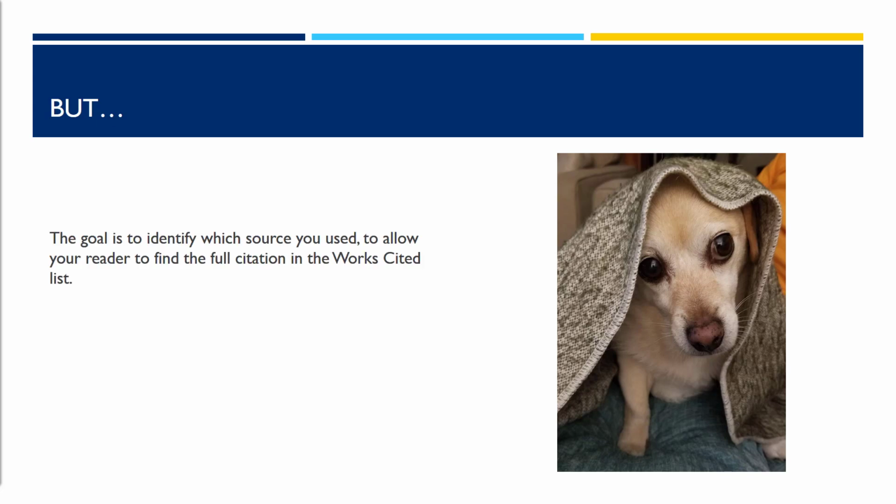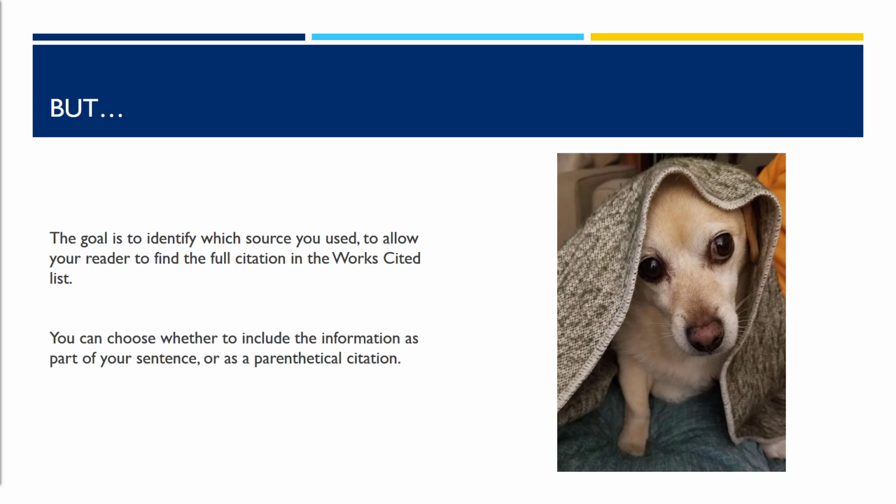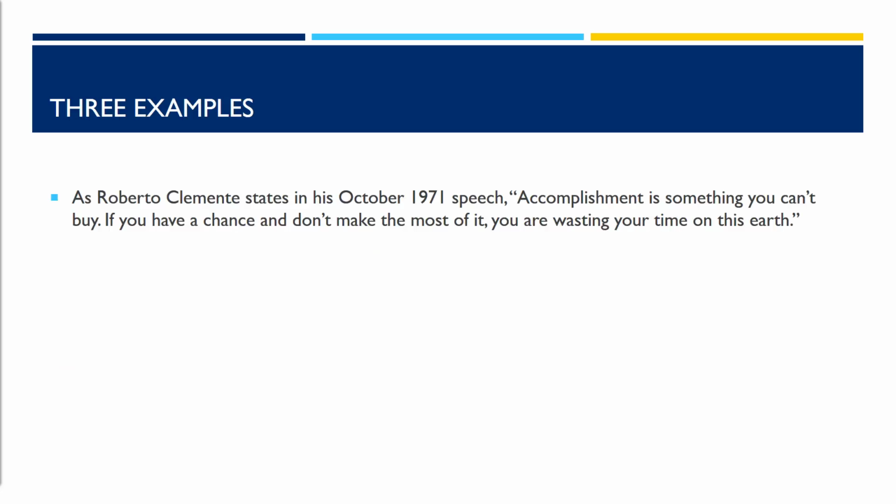But the goal is to identify which source you used to allow your reader to find the full citation in the works cited list. So you can choose whether to include the information as part of your sentence or as a parenthetical citation. So it doesn't always have to be in those parentheses. It might be part of your sentence where you introduce the author and the page, or the title of the work. So a couple examples to show that.